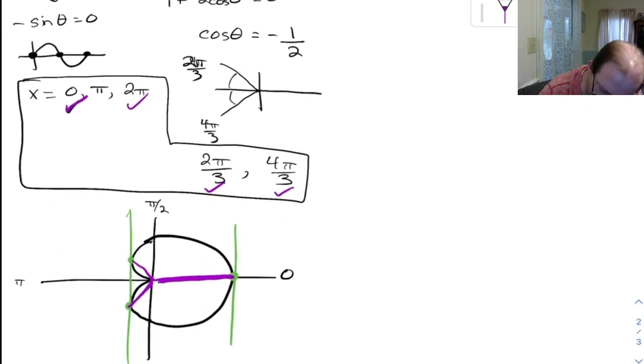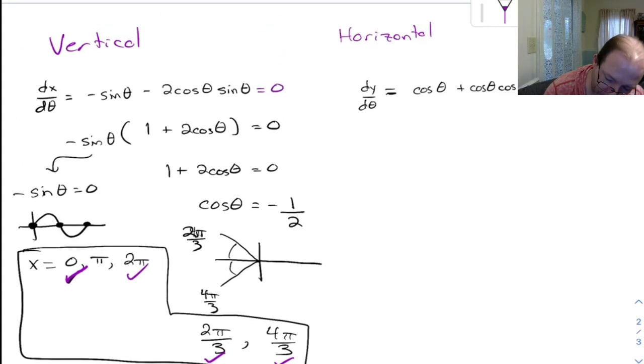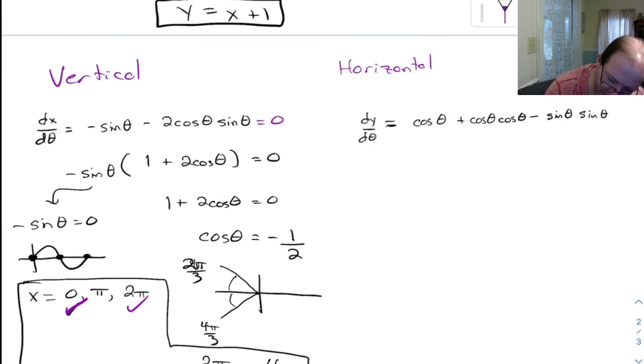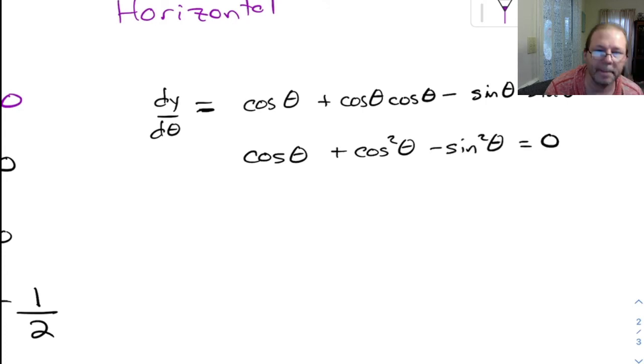All right, now let's attack the horizontal ones. You can already kind of look at it and tell there's going to be one there and one there. But let's figure out exactly where those occur. This actually is a tougher equation to solve, because we have to set this equal to 0. So this is cosine theta plus cosine squared theta minus sine squared theta equals 0.